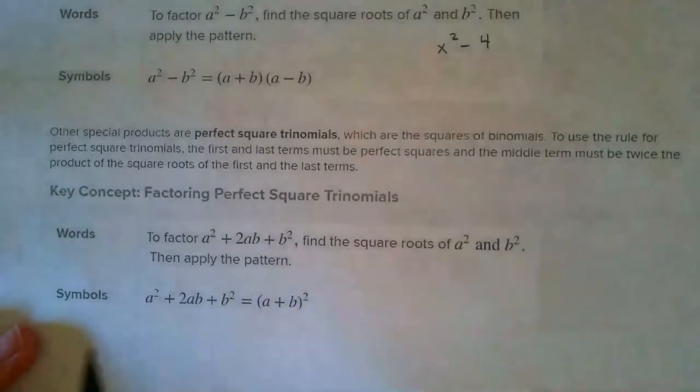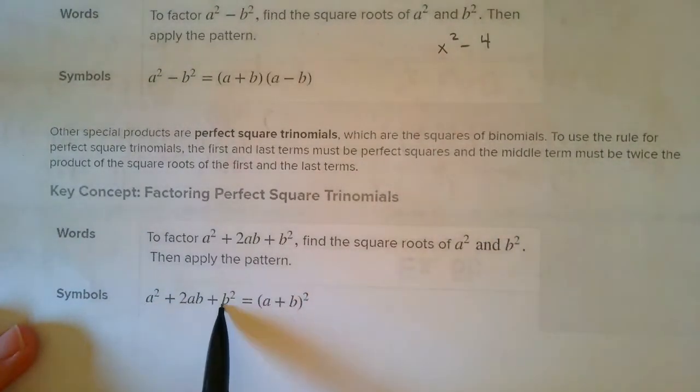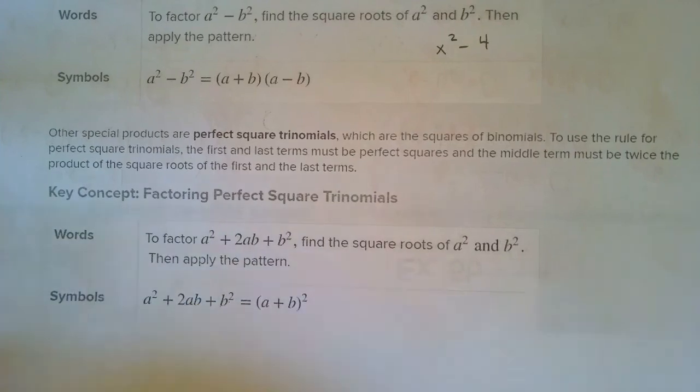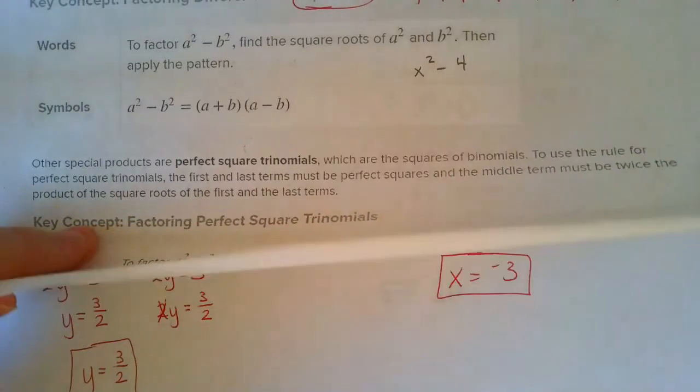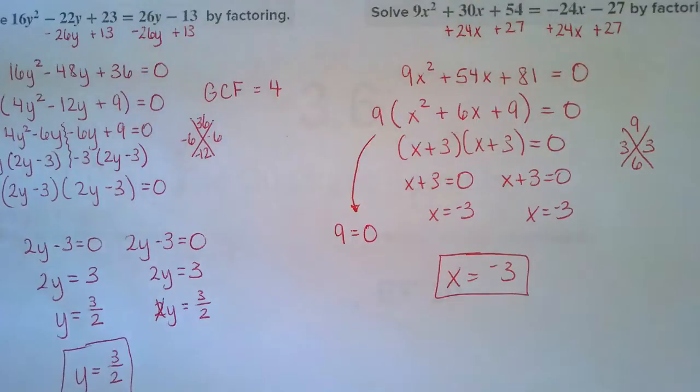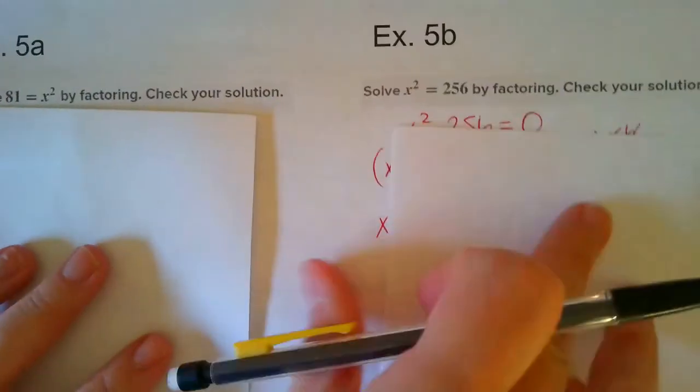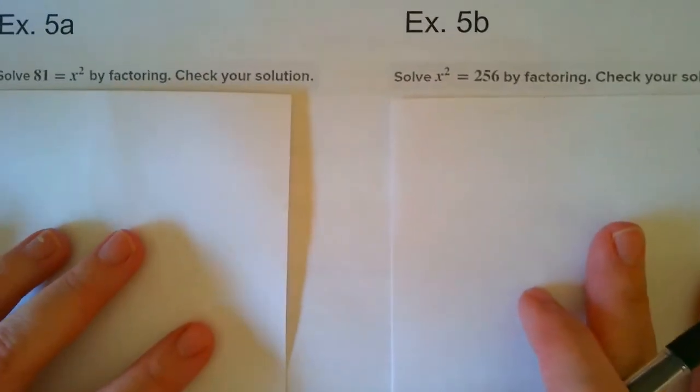Same thing down here. If you get perfect squares, and then the product is doubled between those two, then that's also a special case. I typically don't have people memorize those. I just kind of show you what those look like. So here's some examples with those.